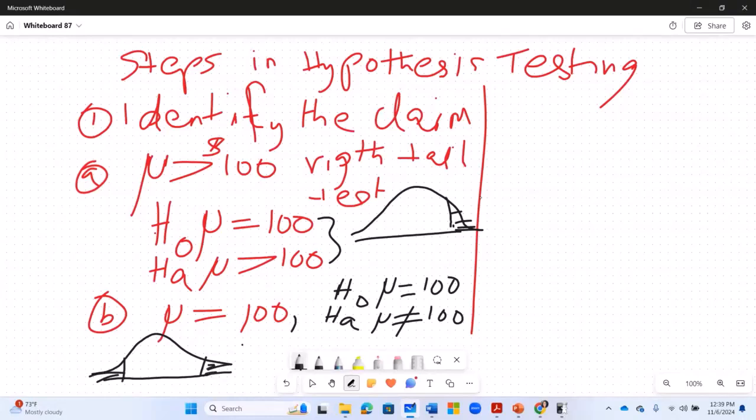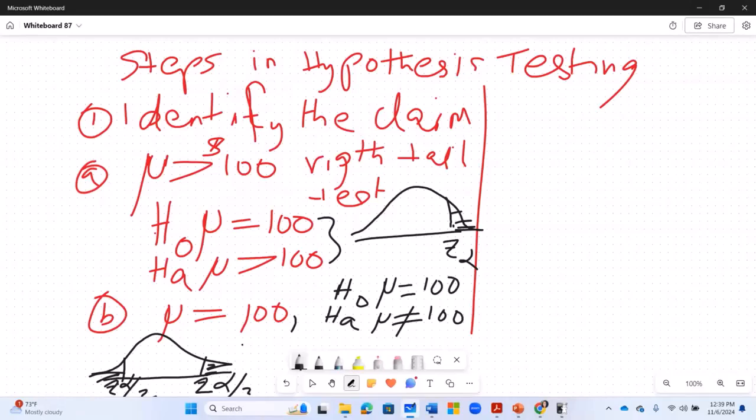When there is an equal sign, it's two-tailed. So here the critical value, we shall call it Z alpha over 2, because it's two tails. If I'm doing a t-test, then I'll call it t alpha or t alpha over 2, depending on whether it's a small sample or a large sample.